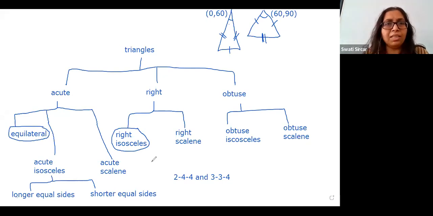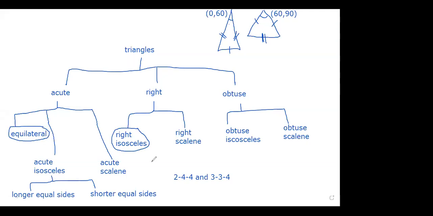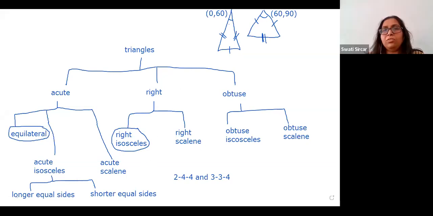Okay, let me pause and ask you one question. Do you think equilateral is a special type of isosceles? With all the angles equal. Yes, ma'am. Okay, I'm glad you think so. Good, because actually it is.